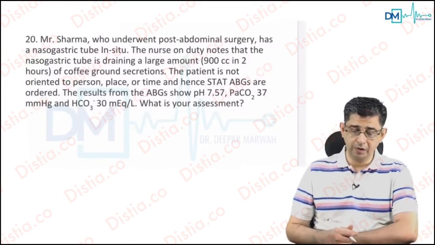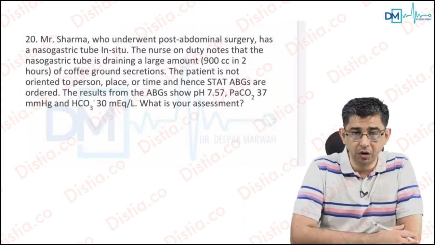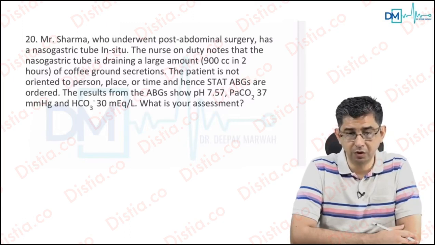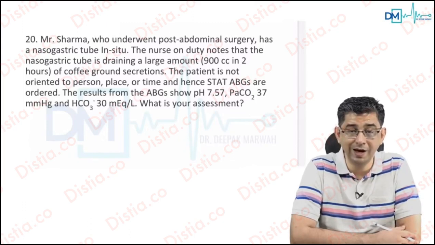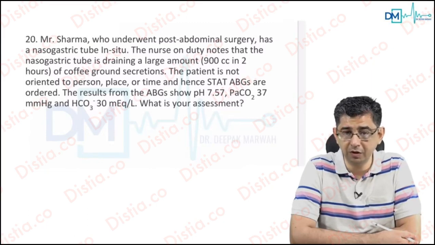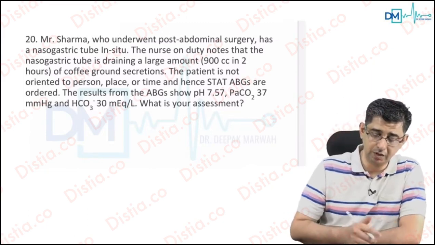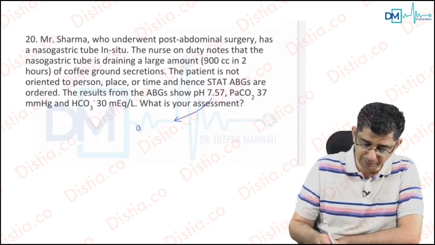Mr. Sharma, who underwent a post-abdominal surgery, has a nasogastric tube in situ. A nurse on duty notes that it is draining a large amount of coffee ground secretion. So there could possibly be blood which has decomposed, or rather I would say the blood has been degenerated by the acid in the stomach, contributing to acid hematin formation, which is coffee ground in color. The patient is not conscious or oriented to time, space and person. A STAT ABG will show the presence of alkalotic pH.